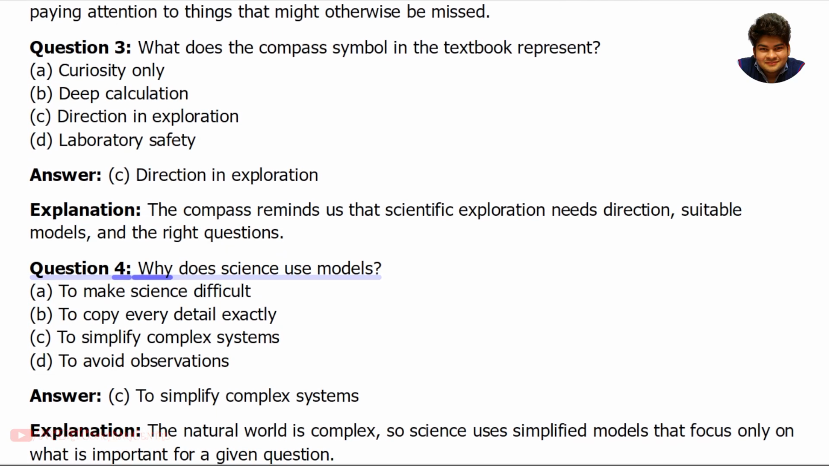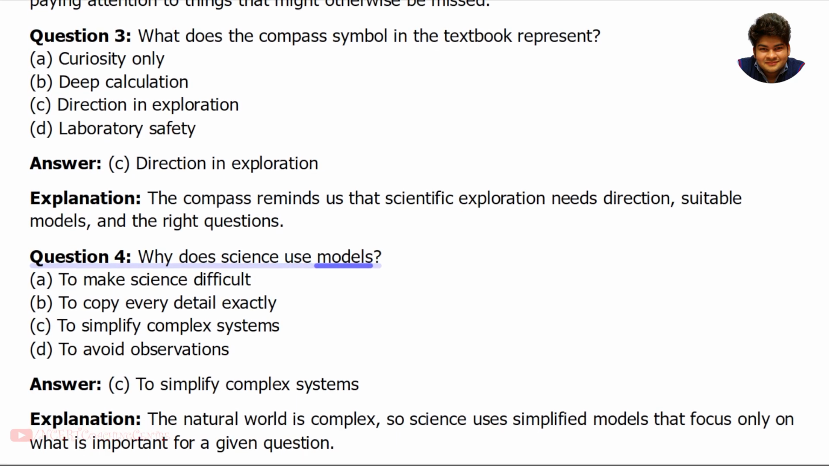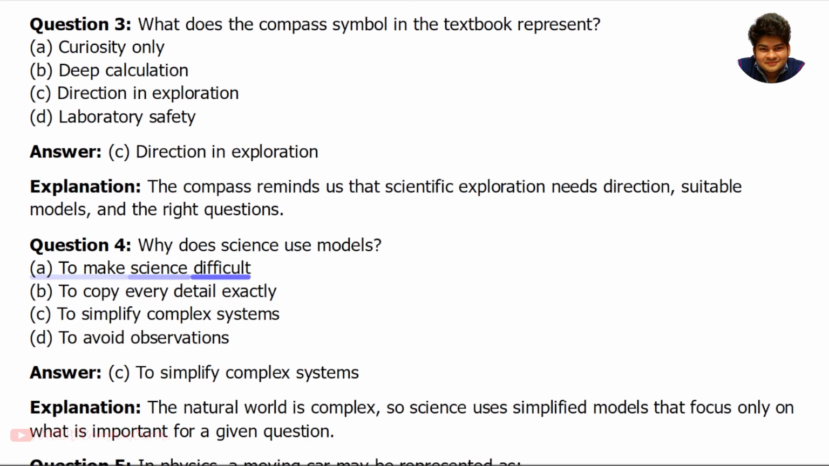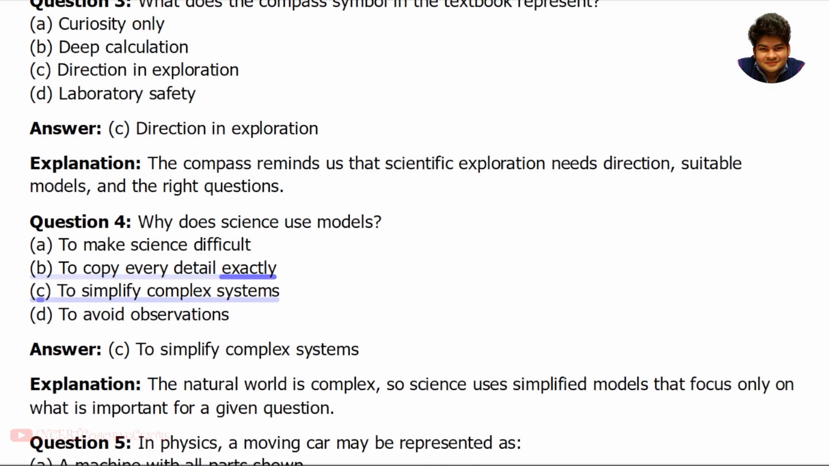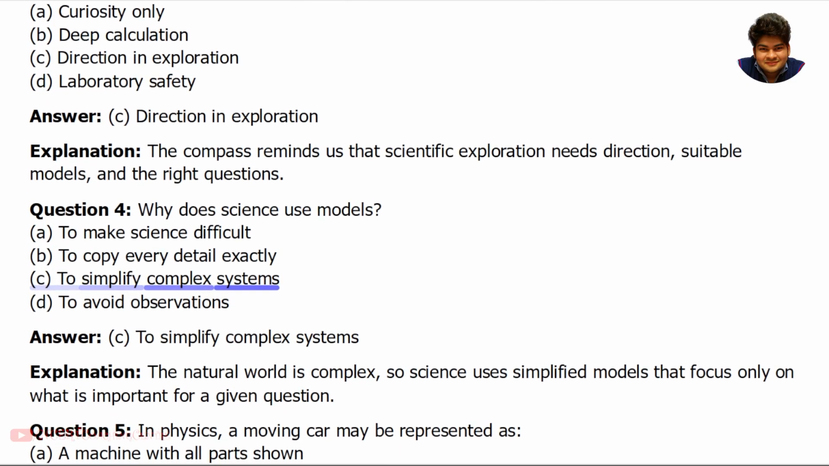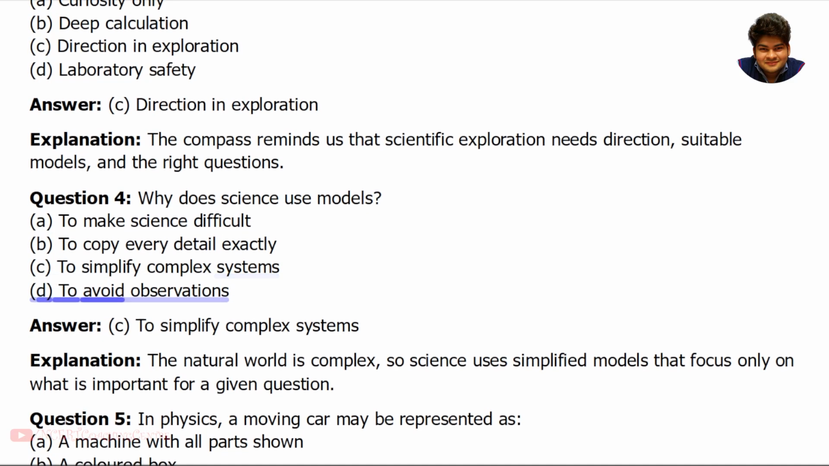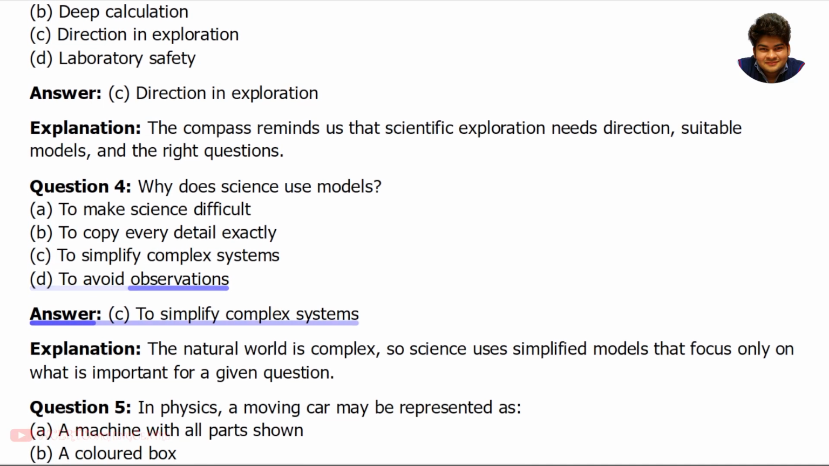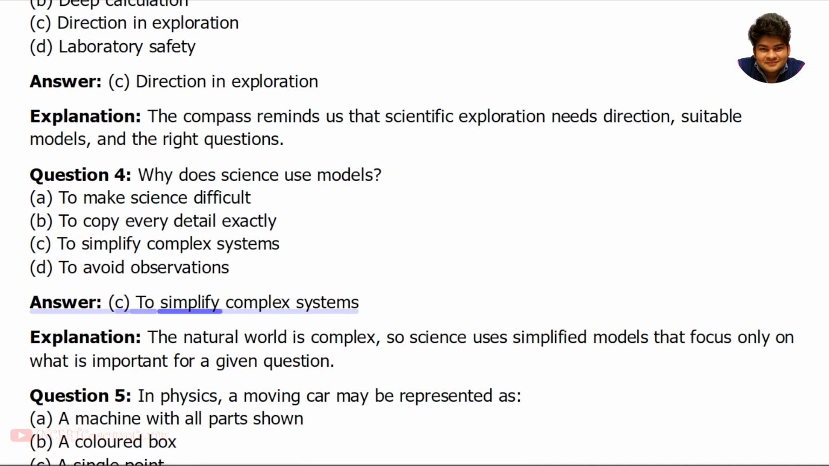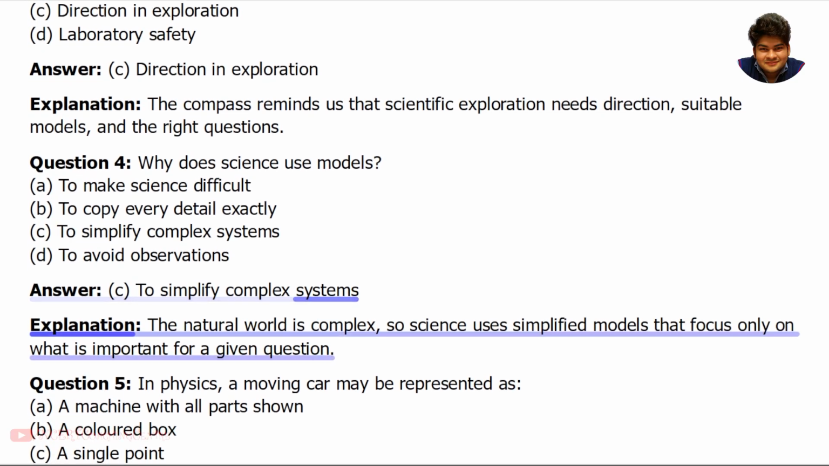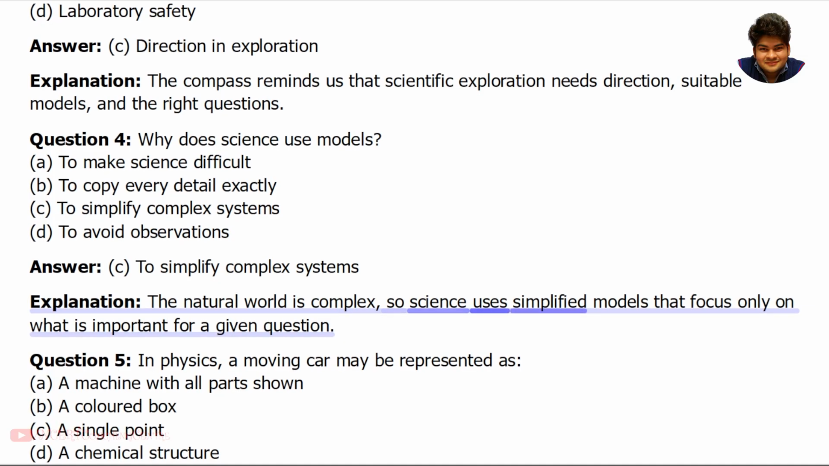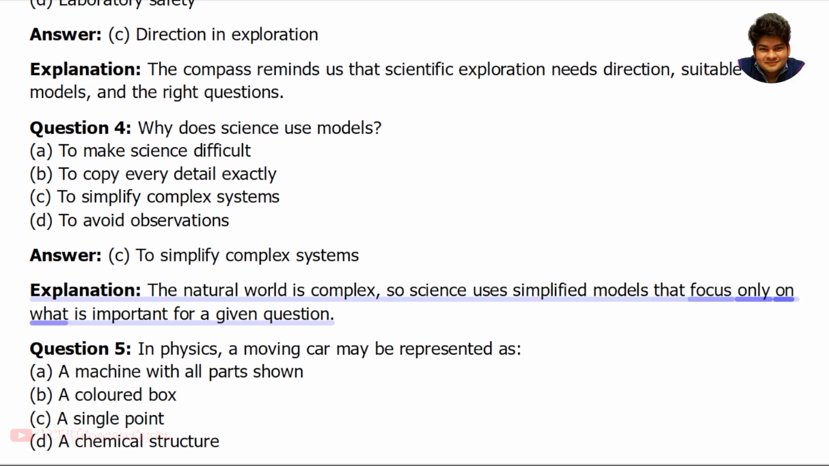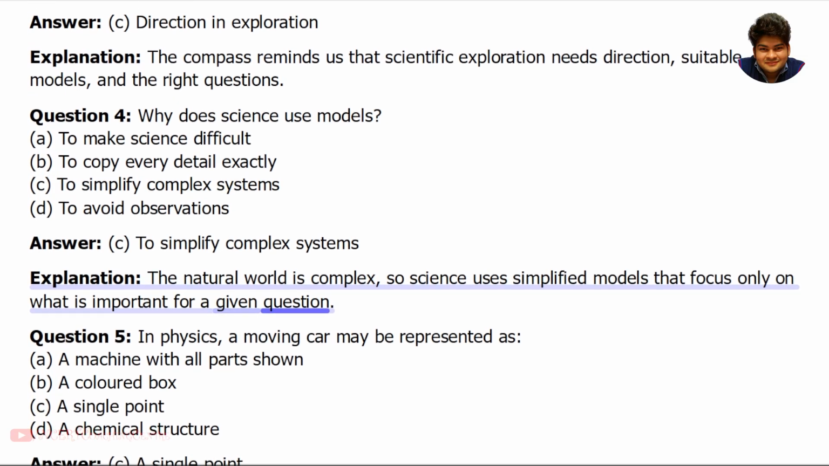Question 4. Why does science use models? A. To make science difficult. B. To copy every detail exactly. C. To simplify complex systems. D. To avoid observations. Answer: C. To simplify complex systems. Explanation: the natural world is complex, so science uses simplified models that focus only on what is important for a given question.